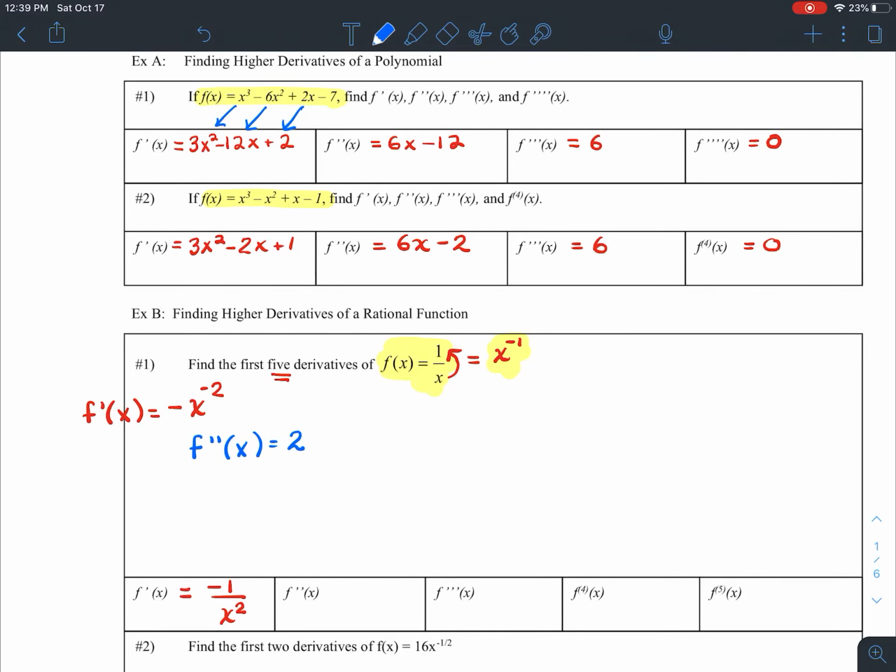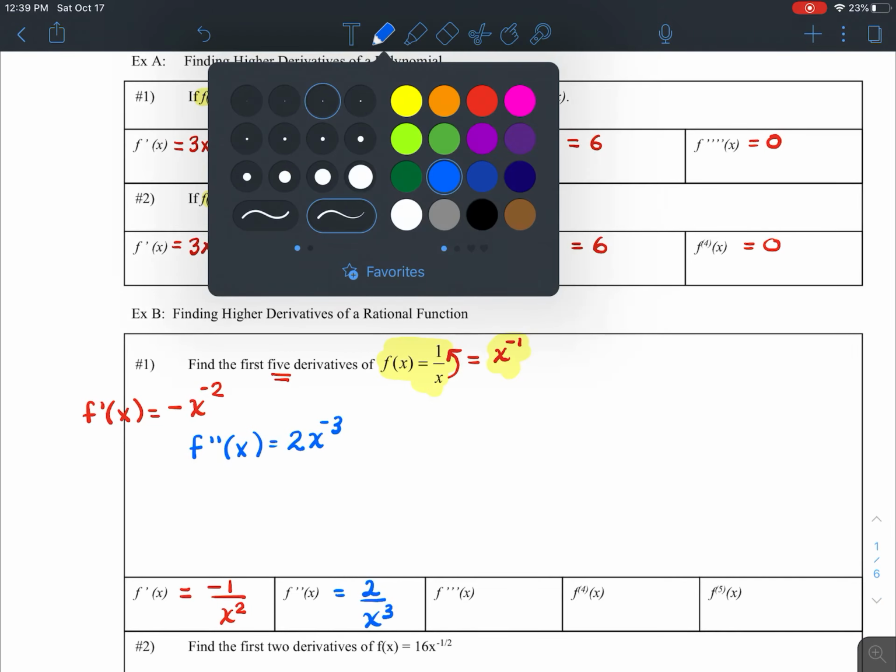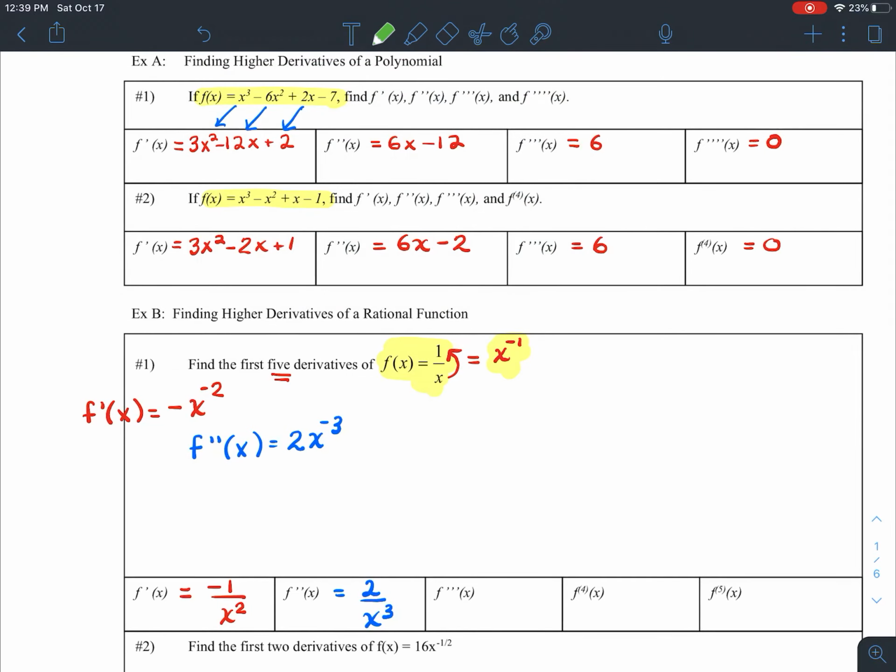So we're going to look back up here at our work and say, well, now if I pull that -2 in front, and there's already a negative there, that's going to be a +2. And now my new exponent is -3. Okay, same thing. When I write my answer down here, though, I'm going to write the answer with the x cubed in the bottom.